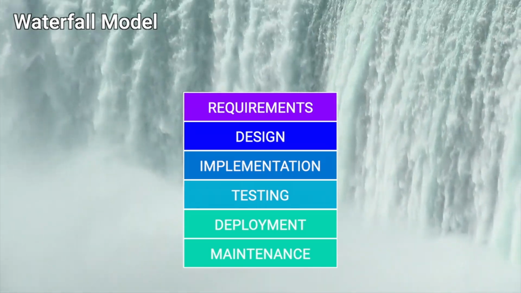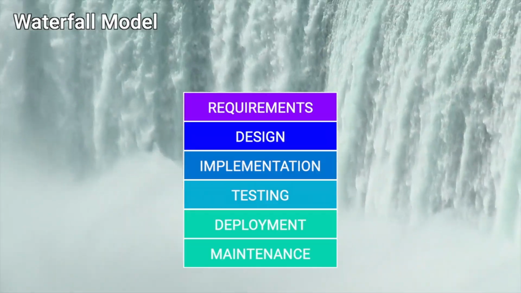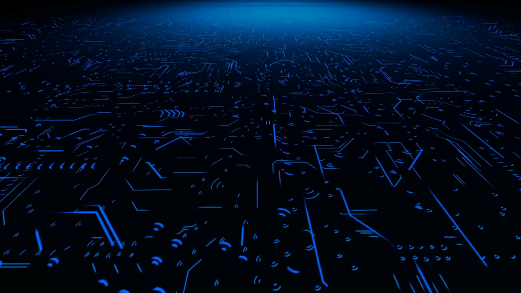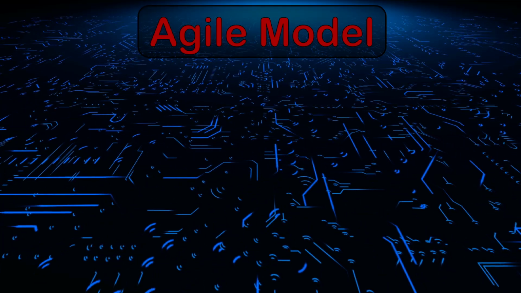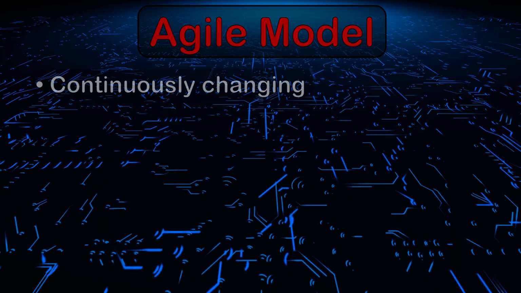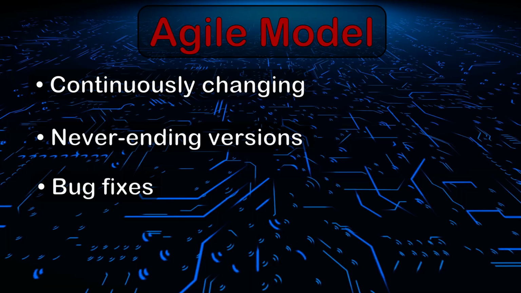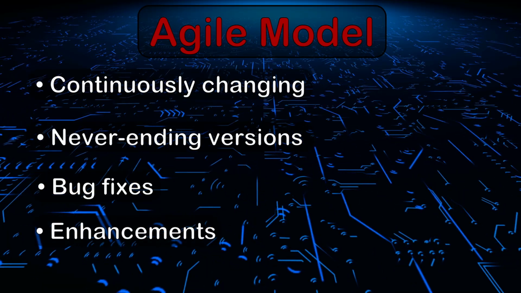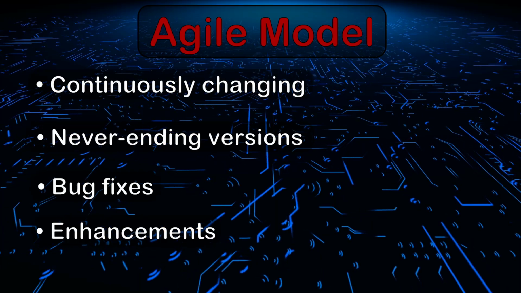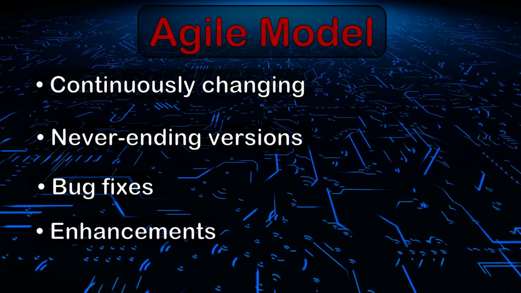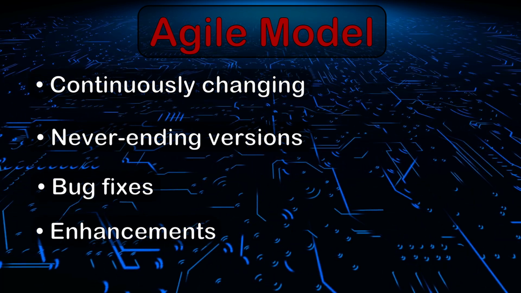The waterfall method lacks flexibility since the requirements determined in the beginning carry through to the end product. A more agile approach was introduced in 2001, which approaches software development as a continuous, changing process with never-ending versions, bug fixes, and enhancements. This approach is aptly named Agile. One reason the Agile methodology is pragmatic is because security vulnerabilities are constantly addressed with new updates and fixes.